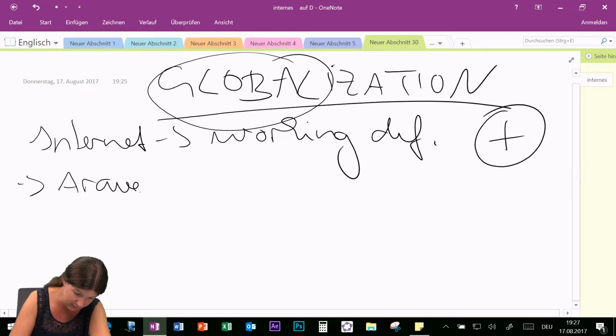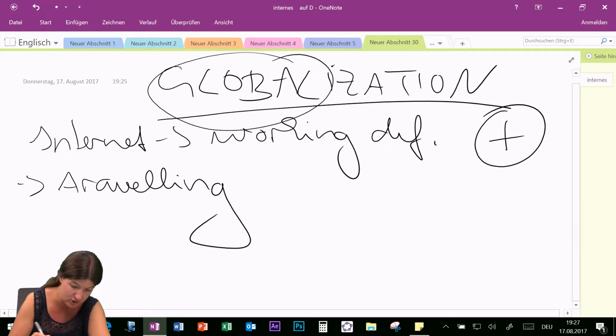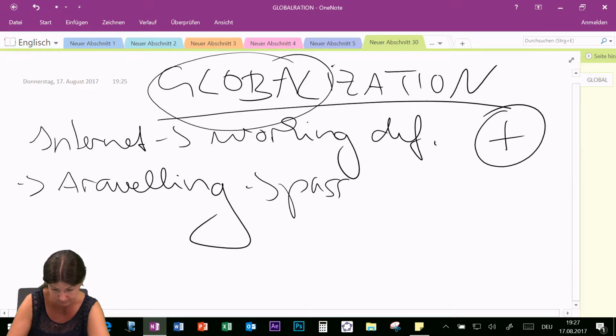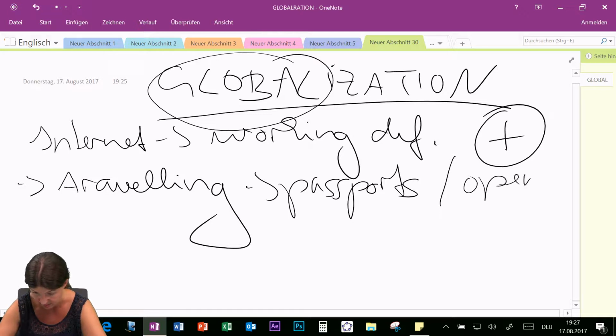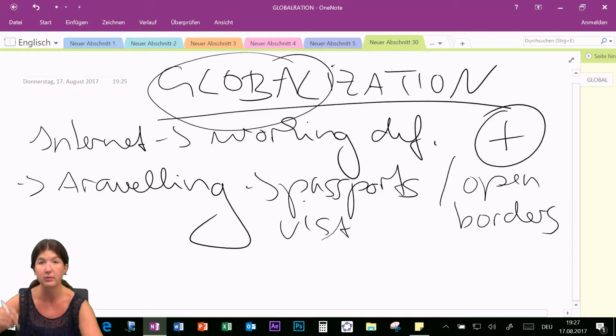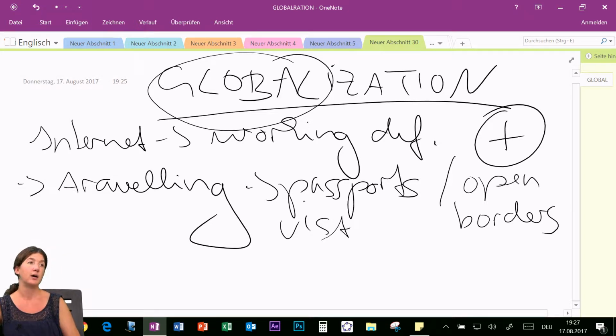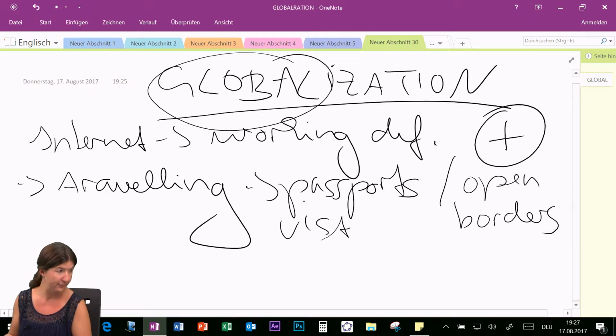One of the standard pros that is always mentioned is traveling. Passports, more or less open borders. You do not need a visa any longer for most places. For example, a couple of years ago, as soon as you wanted to travel to England, you needed a tourist visa. We don't need that anymore, so that has made traveling a lot easier. Passport controls go way quicker now than they did a while ago.